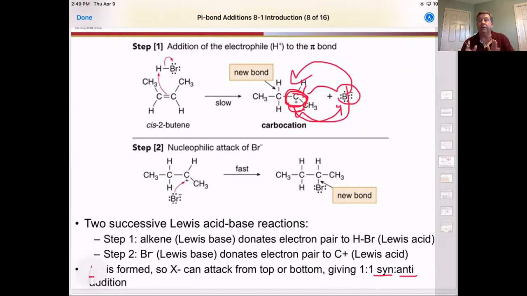In fact, we get a 50-50 mixture: half of the time we get syn addition because it comes at the top, and half of the time we get anti because it comes from the bottom.